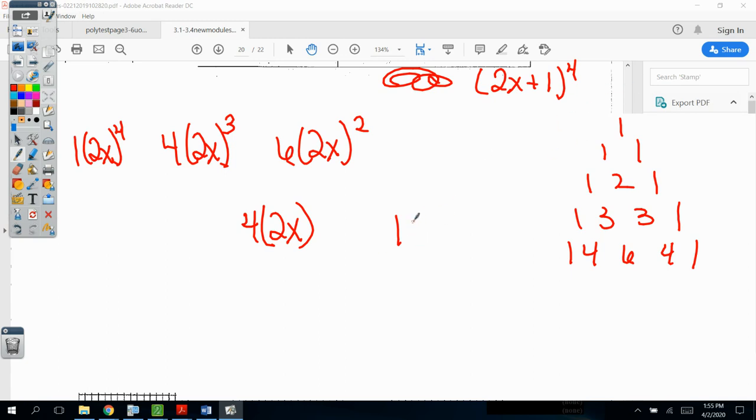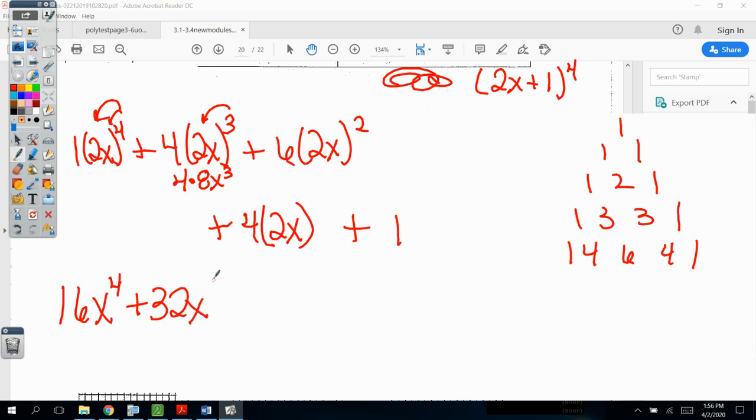1 will be to the fourth. Again, you don't have to put that if you see, and I'm not going to this time because 1 to the fourth, 1 to the third, it's not going to change anything. So here, you'll have to take the 2 to the fourth and the x to the fourth. 2 times 2 is 4, times 2 is 8, times 2 is 16, x to the fourth. 2 to the third is 8, so this is 4 times 8, x to the third. That's the 32x to the third.